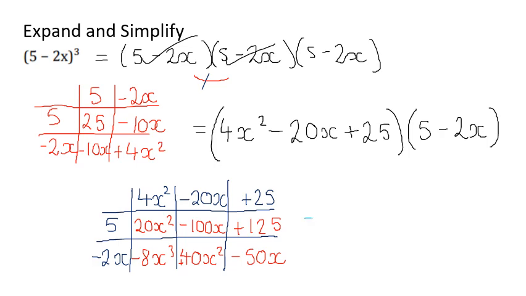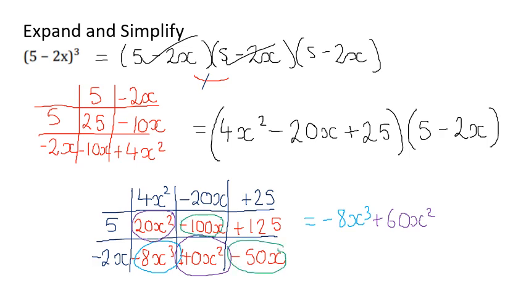And now we can write it out in full. So x cubes first, so we've got only negative 8x cubed. And then x squared, we've got 20x squared, add 40x squared, so in total we've got 60x squared. Then we've got subtract 100x, subtract 50x, so take 150x, and then we've still got the plus 125 on its own, so plus 125.